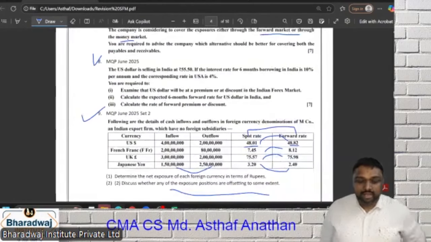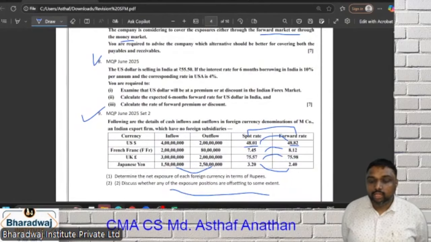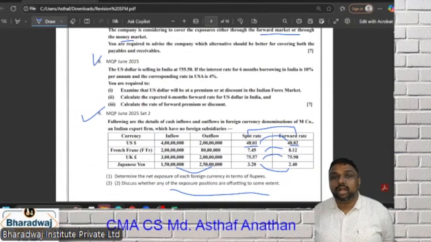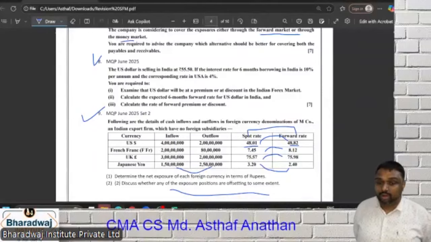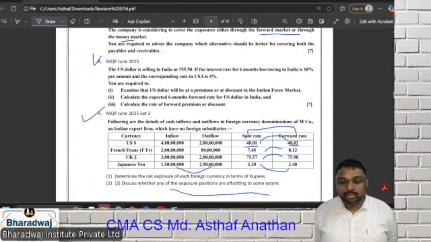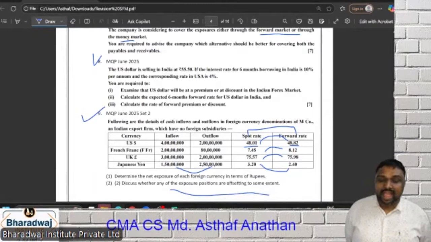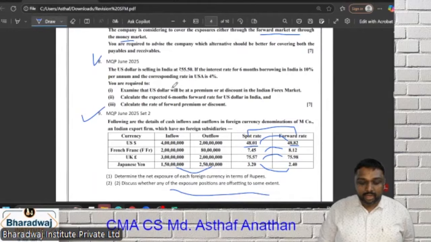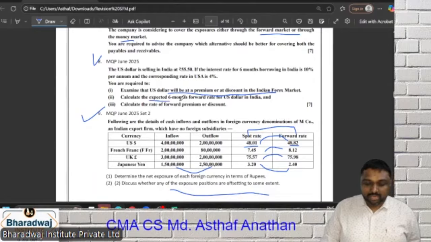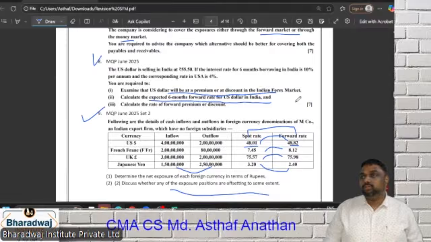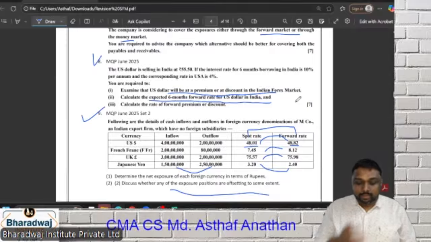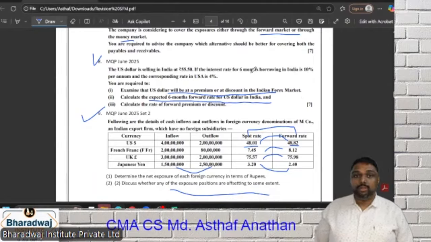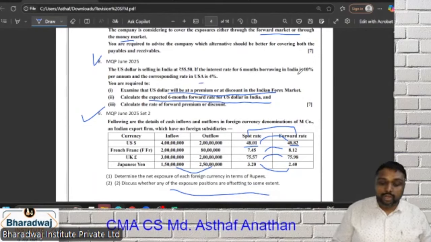The US dollar rate selling in India is 55.5, you know, rupees 55.5 per dollar. If the interest rate for 6-month borrowing in India is 10% and USA is 4%, examine whether the US dollar will be at a premium or discount in the Indian market. Expected 6-month forward rate for US dollar. So we can answer whether it is a premium or discount. With the interest rate itself, we can tell it is premium only, because their interest rate is less, India's is more, so it will be premium only. But we can prove it by doing the second part.